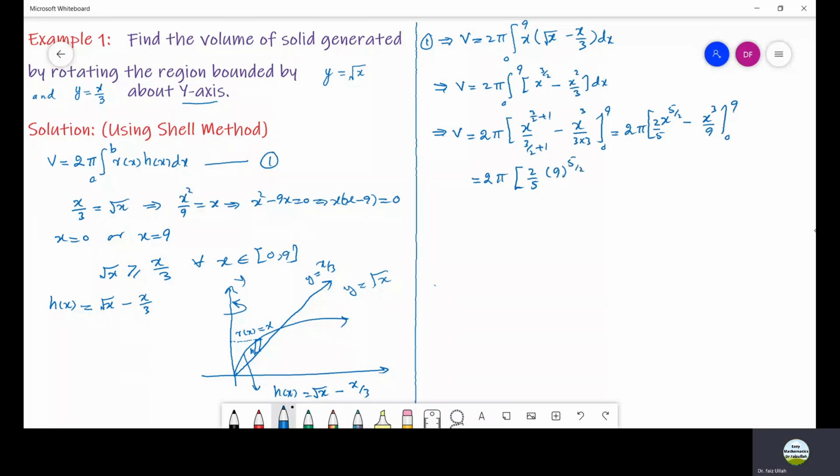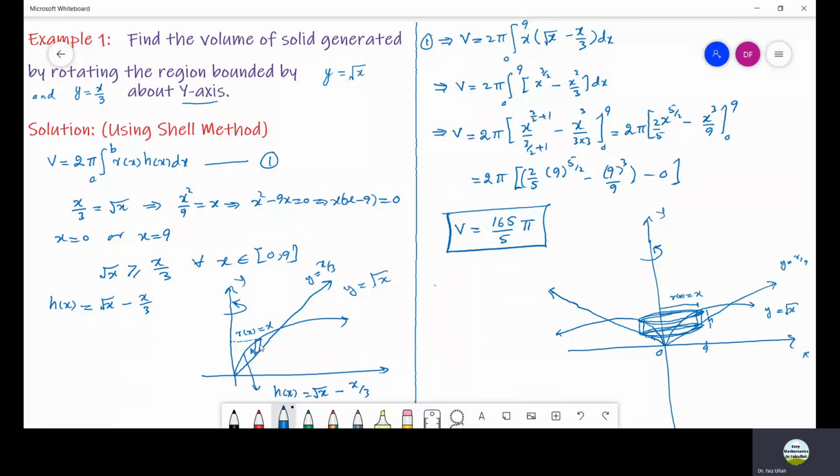So 9 to the power 2/5 minus 9 to the power 3 divided by 9, and the remaining part is minus 0, so we don't need to simplify that. If we further simplify this, we have V equal to 165 divided by 5 π, and that is the required volume of the solid.